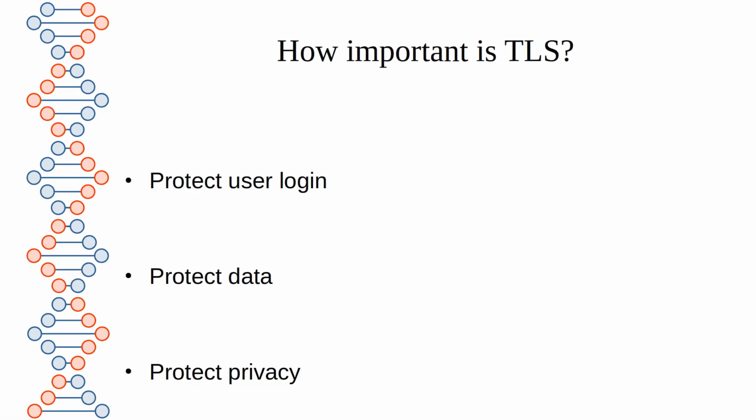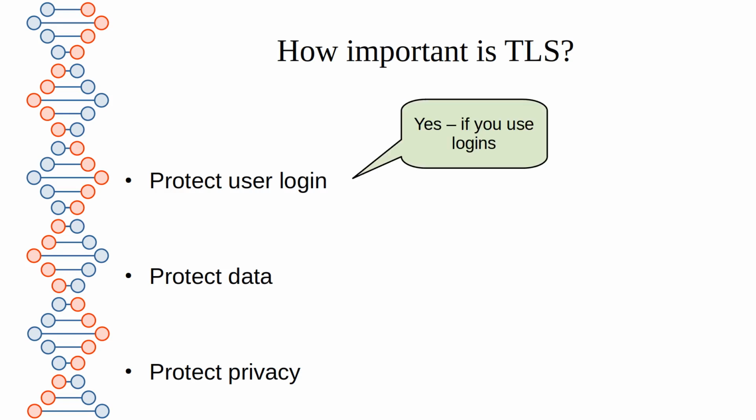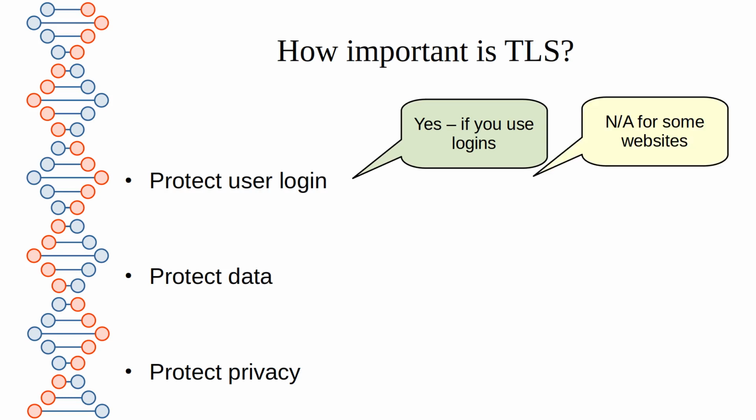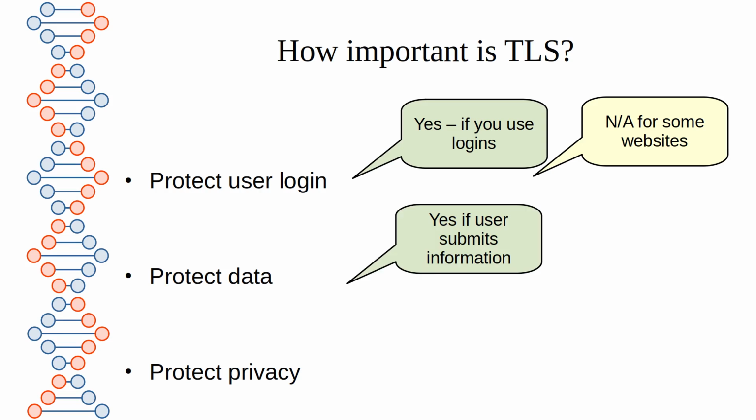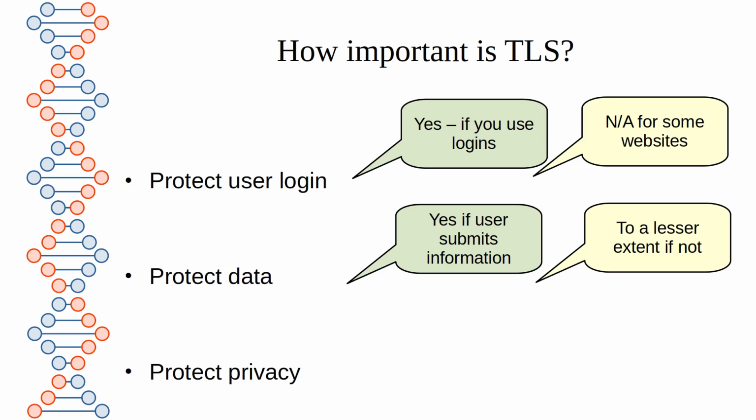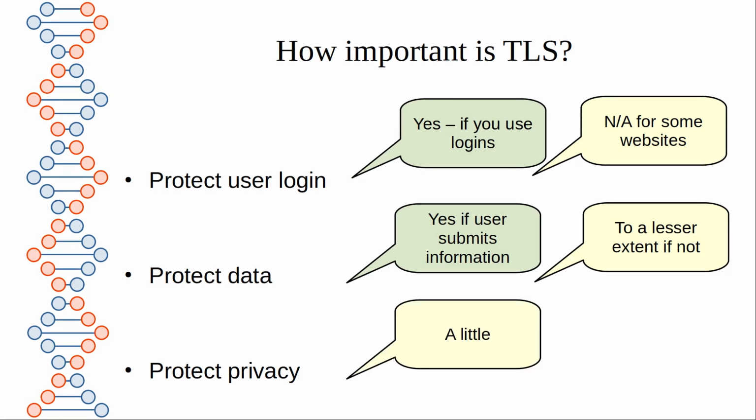So here's a quick summary. It is very important to protect any user logins, if you have them. Not all websites use that, and so it's not always a requirement. You do need encryption to protect data that is submitted by users, but it's also useful to ensure that nobody has tampered with the information sent to the user. It's harder to exploit that, but can be another benefit of using TLS. Then protecting privacy can have some benefit, but only little. It doesn't hide the website visited, and the web server can still see everyone that requests information.